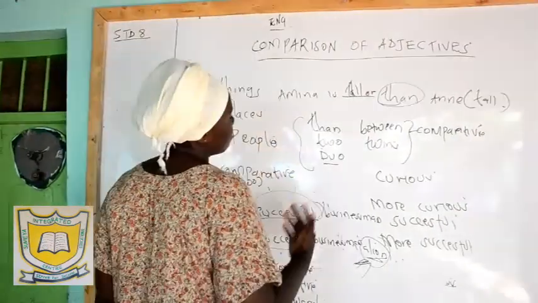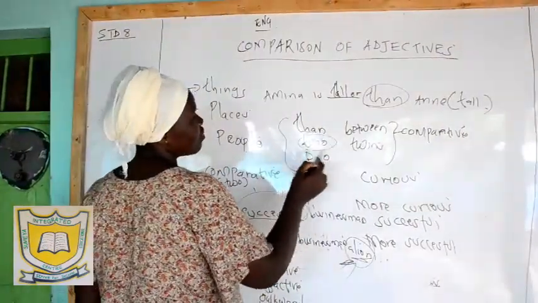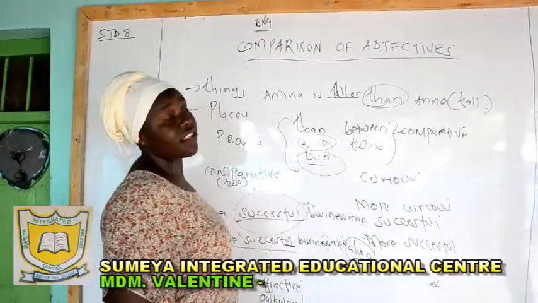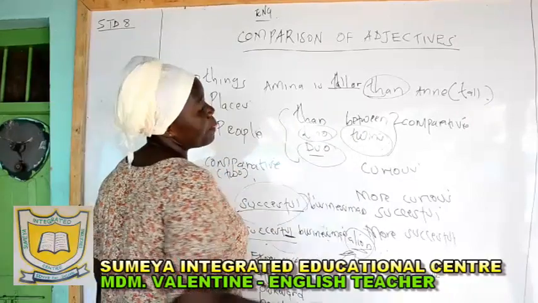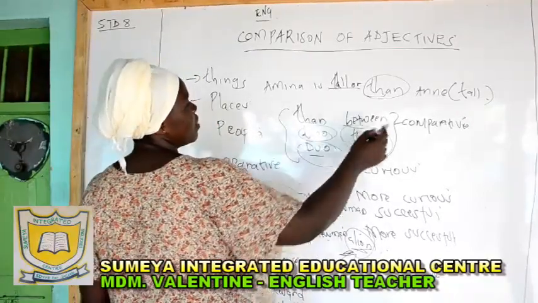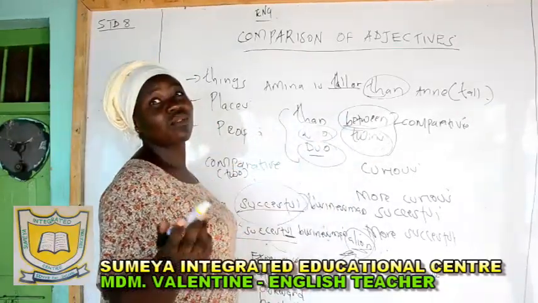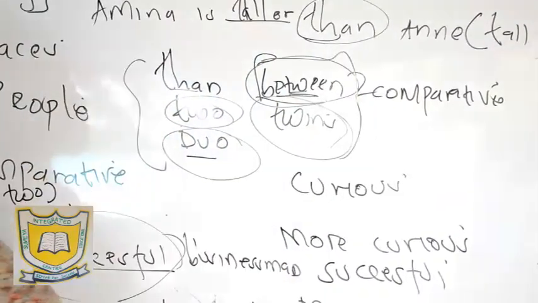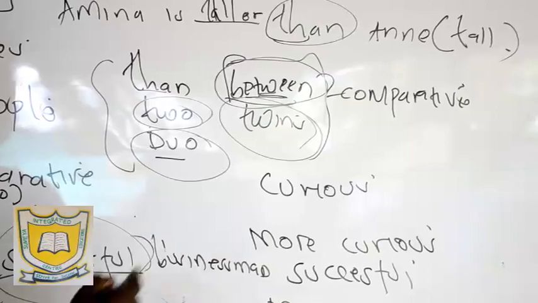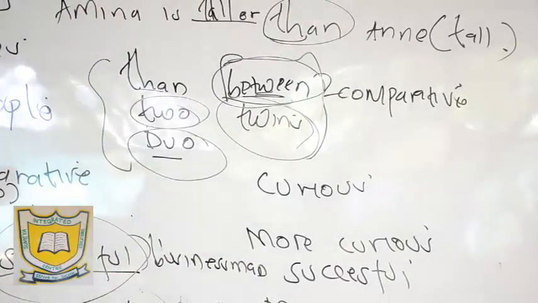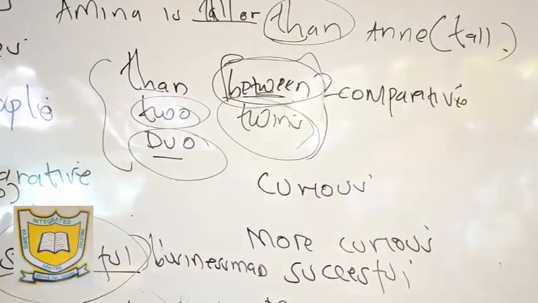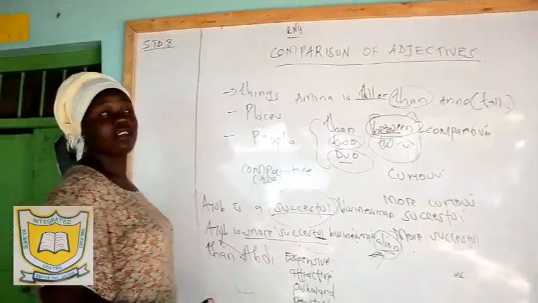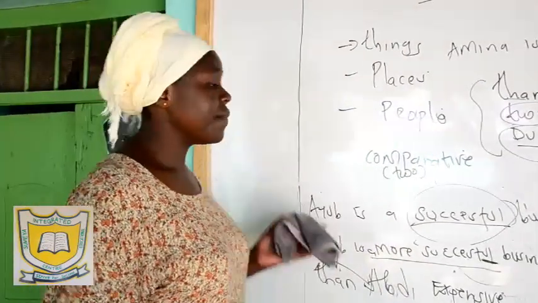Of the two girls, who is taller? They used two in a sentence. If you see duo in a sentence, if you see between, between the two girls, who is taller? So if it is between, then it is what? It is two. They are talking of two things. So if you want to compare two things, two places, or two people, then you are going to use the comparative form of the adjective.